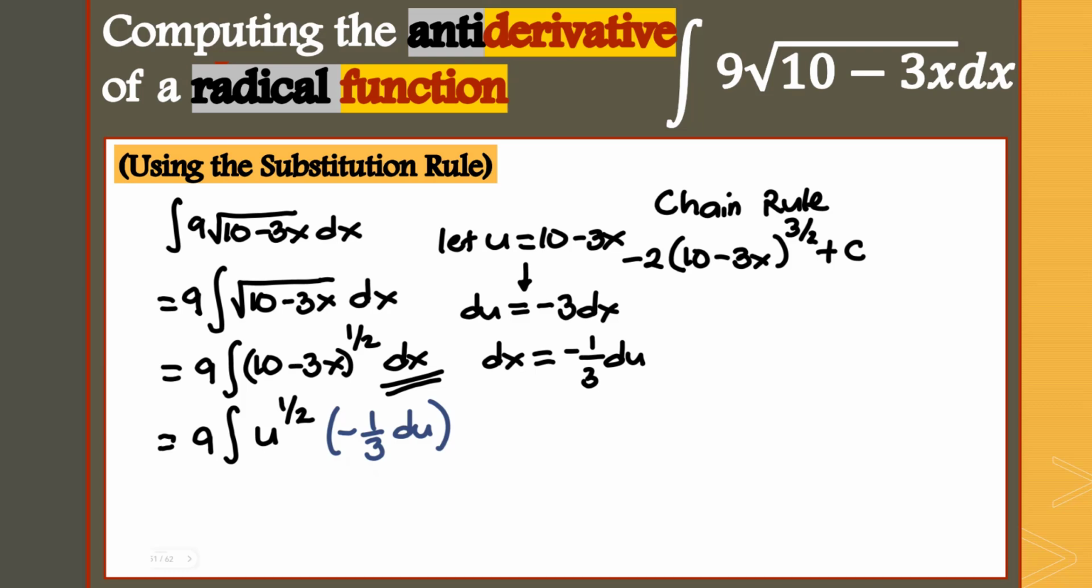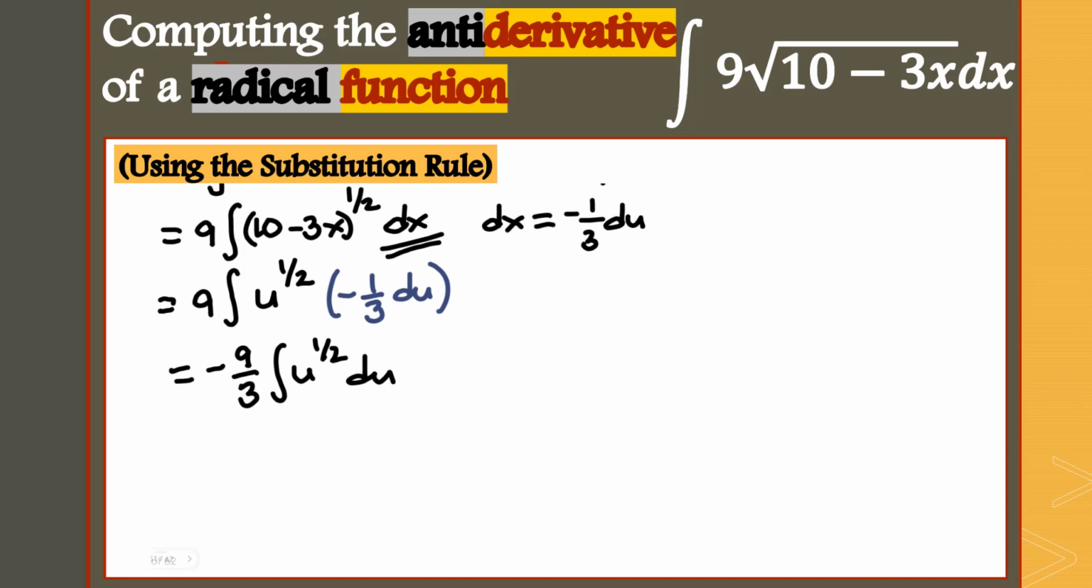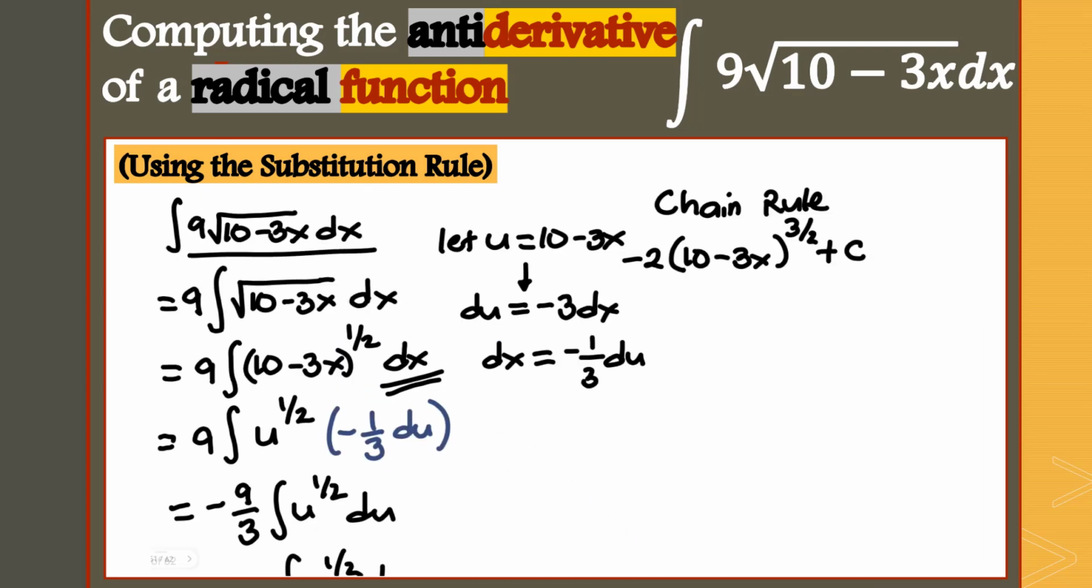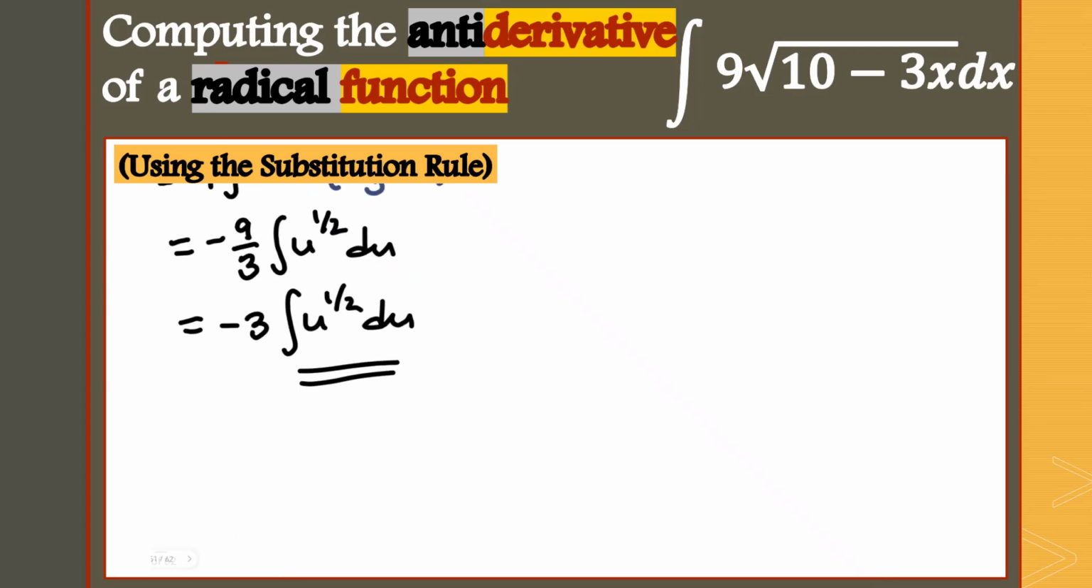Same thing with what happened to 9. You will have here -9/3 and an integral of u to the power of 1/2 du, or of course that's actually -3 times the integral of u to the power of 1/2 du. From here, it's even simpler to look at. This time, we're going to use the available rules for antidifferentiation, specifically the power rule.